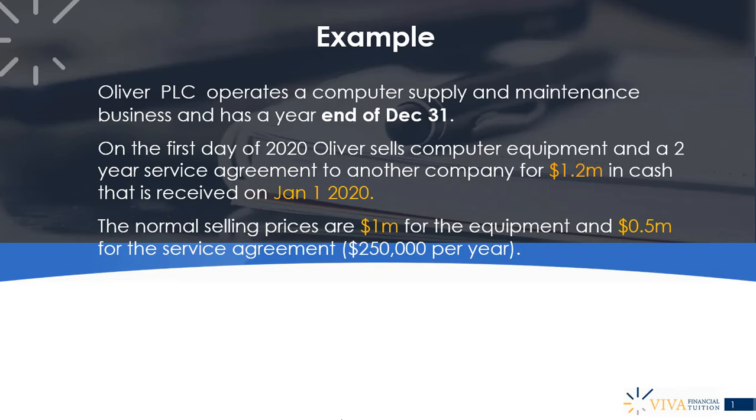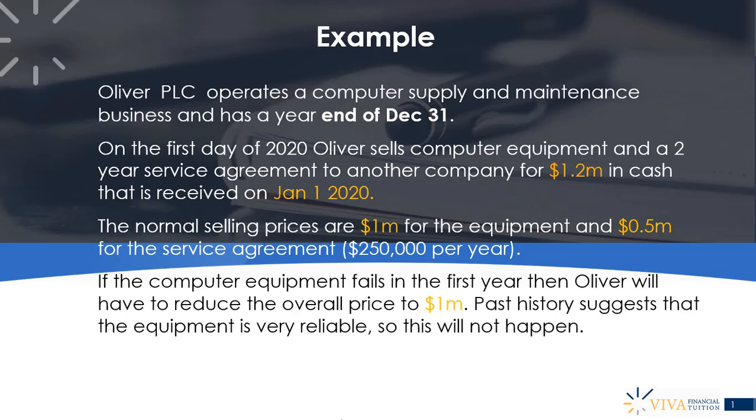If the computer equipment fails in the first year, then Oliver will have to reduce the overall price of the entire agreement to 1 million from 1.2 million. Past history suggests that the equipment is very reliable, so this will not happen. Oliver wants to know how much revenue to recognise in year 1.